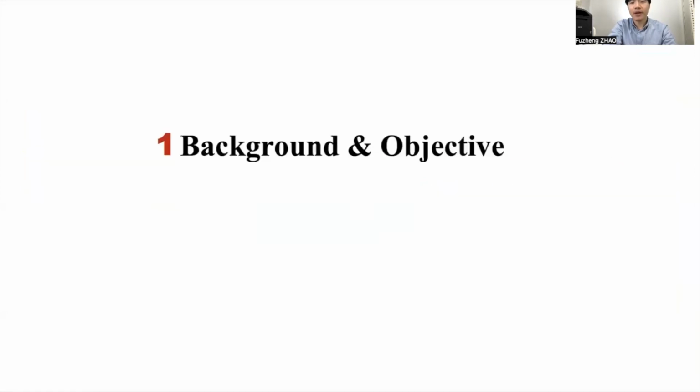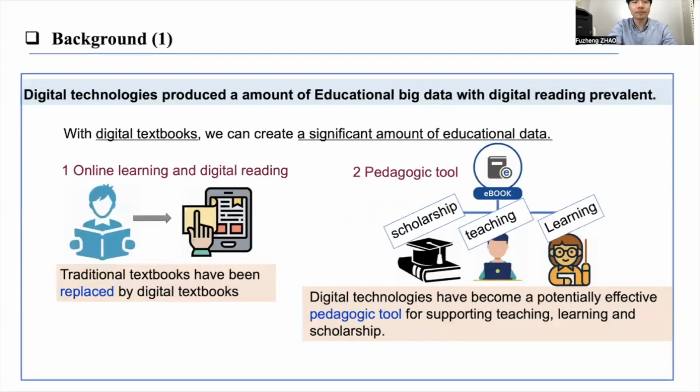Part one, the background and objective. The background one, the technology. Digital technology can help us to collect a lot of significant learning behaviors. The left figure shows when starting online, for example, students can read some material online and finish their homework. In Japan, traditional textbooks have been replaced by digital textbooks.